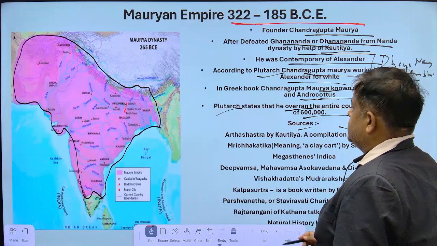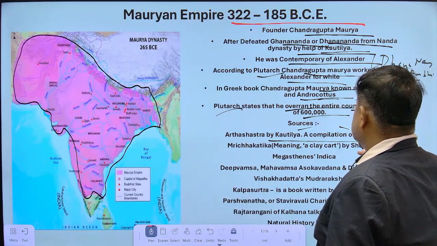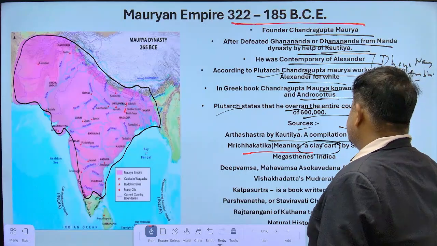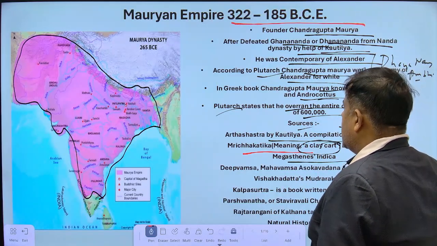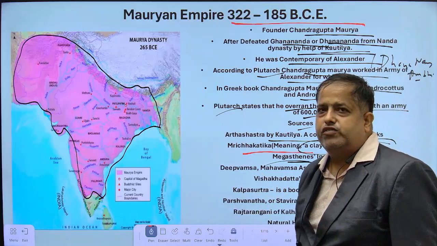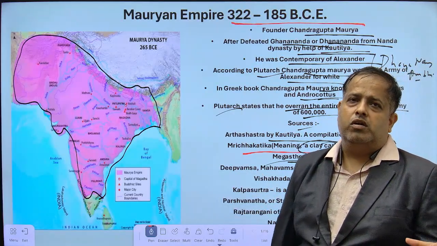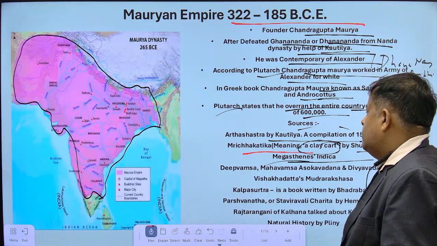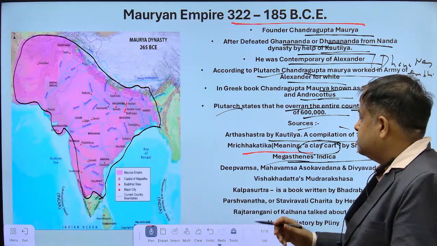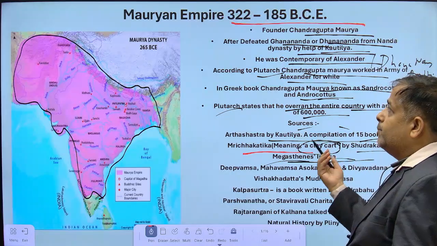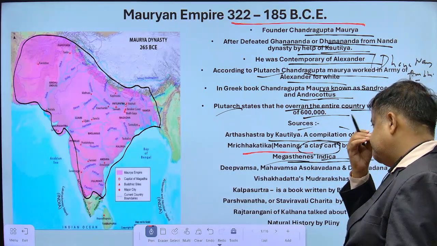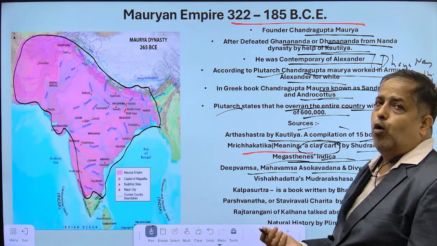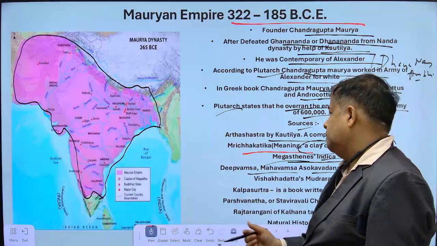The sources of this period are the Arthashastra by Kautilya, a compilation of 15 books; Mrichchhakatika, which means a clay cart, by Shudraka; and Megasthenes' Indica. Megasthenes was the ambassador of Seleucus Nicator, the commander of Alexander, who was later defeated by Chandragupta Maurya. Megasthenes wrote Indica, and in it he described the events of the period of Chandragupta Maurya. Okay. Deepavamsa, Mahavamsa, Ashokavadana and Divyavadana were Buddhist books that also talk about this era.